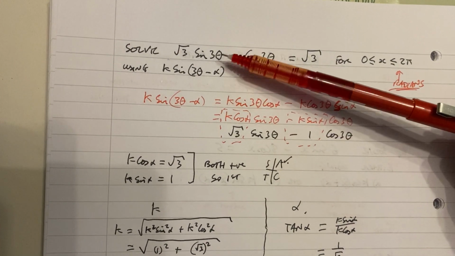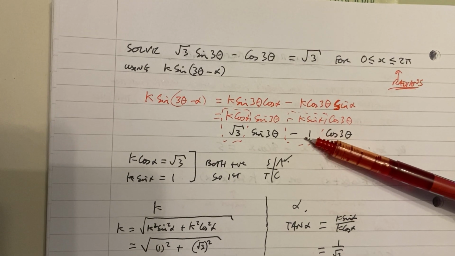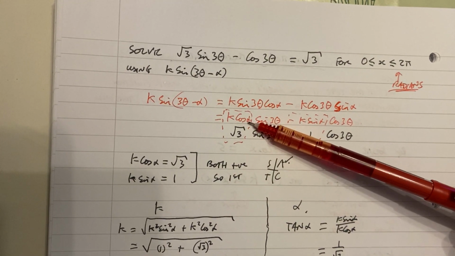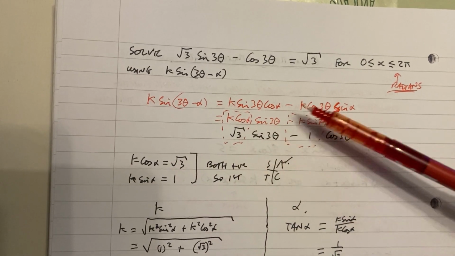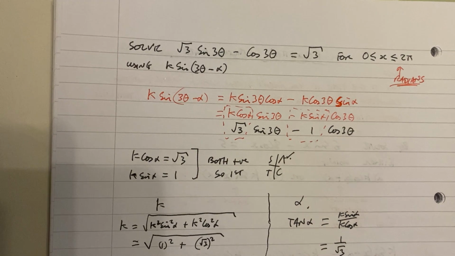With the sine 3 theta, we've got root 3. With the cos 3 theta, we've got negative 1. A negative makes a positive. So k cos alpha is root 3, and k sine alpha is 1. Both are positive, so it's first quadrant.